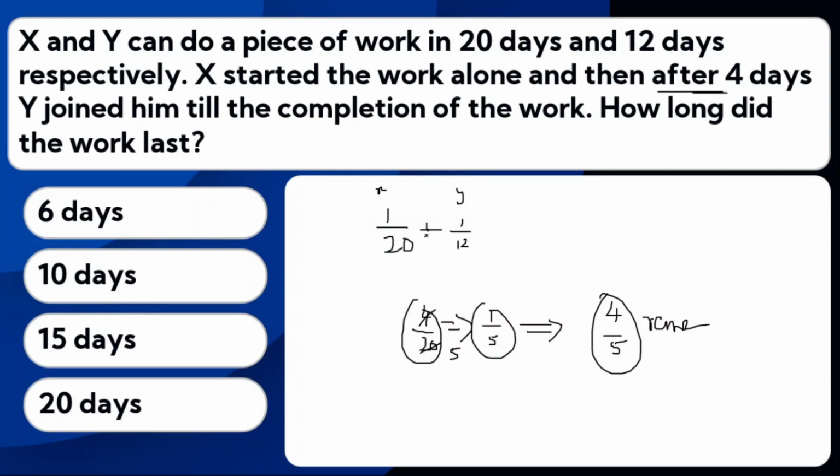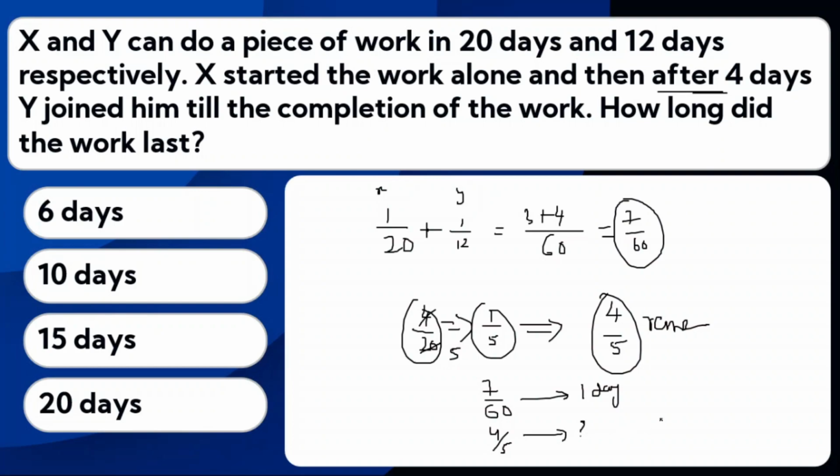And if X and Y work together until the work completion, the LCM of 20 and 12 is 60 again. So 3 plus 5, 8 by 60. So per 1 day they can complete the work of 8 by 60. I have to complete the 4/5 of the remaining work. 8 by 60 of the work is completed in 1 day by both. Then what is the time required to complete the remaining 4 by 5th of the work, which is nothing but cross multiplication. 4 by 5 into 60 by 8.